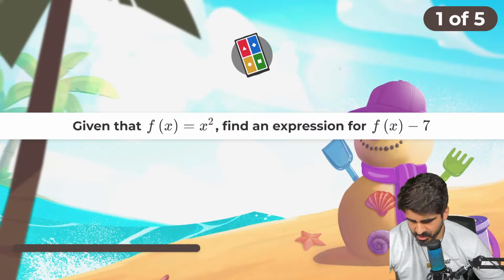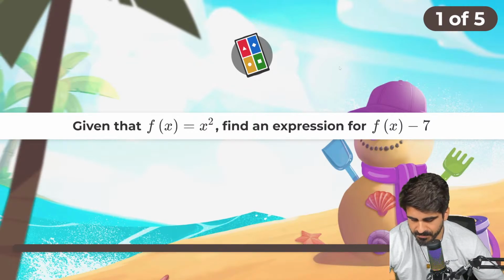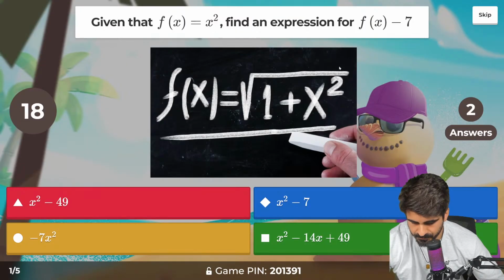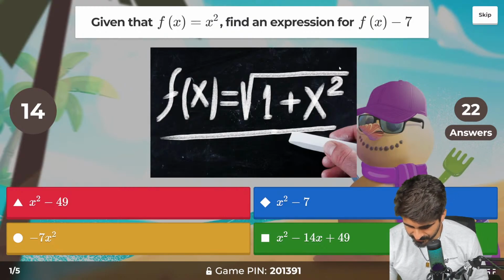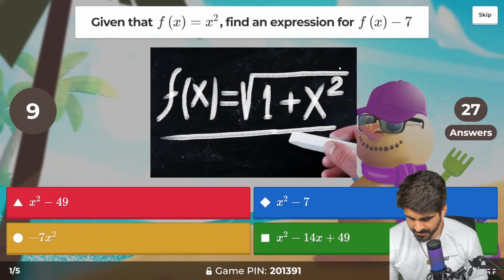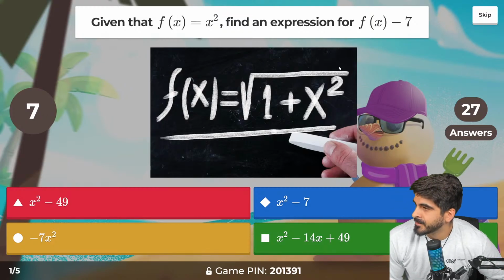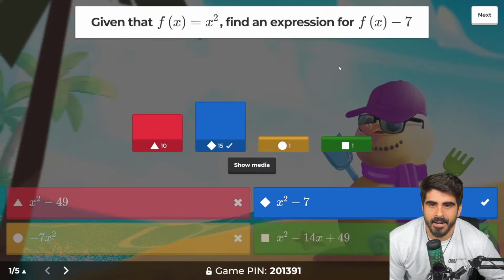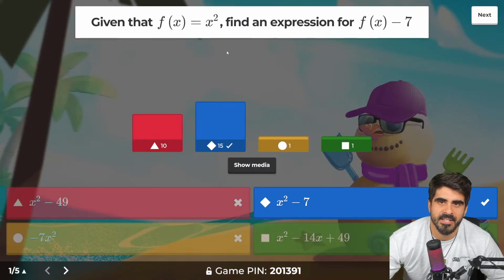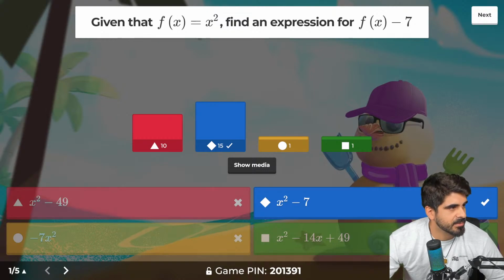Given that f of x is x squared, find an expression for f of x minus 7. Easy. Alright, so here, guys, you're just replacing f of x with x squared, right? So it's just x squared minus 7. So that's just a substitution.